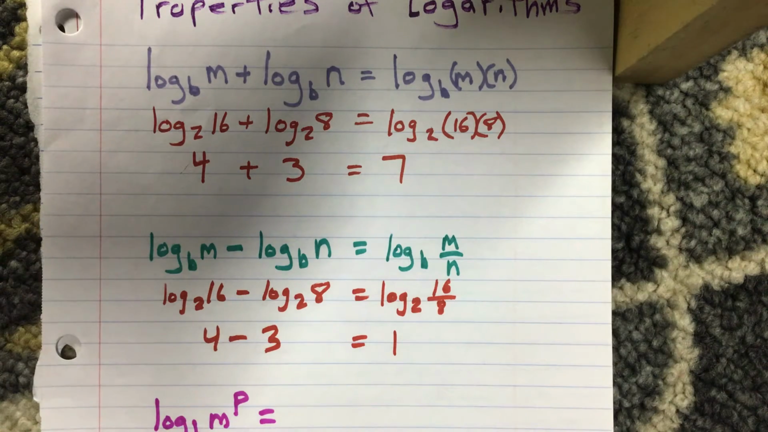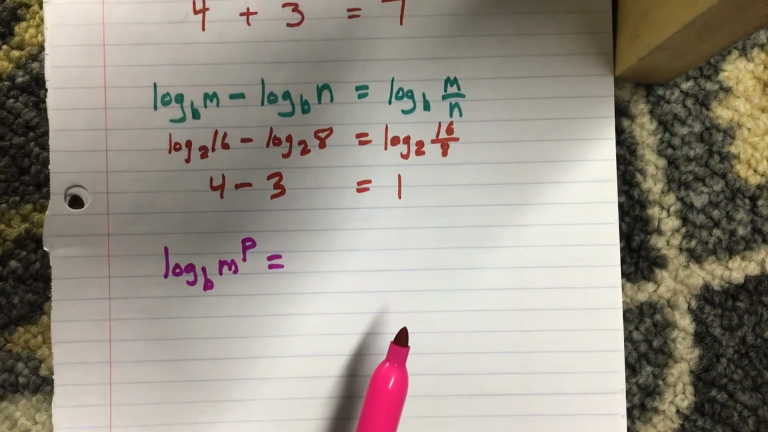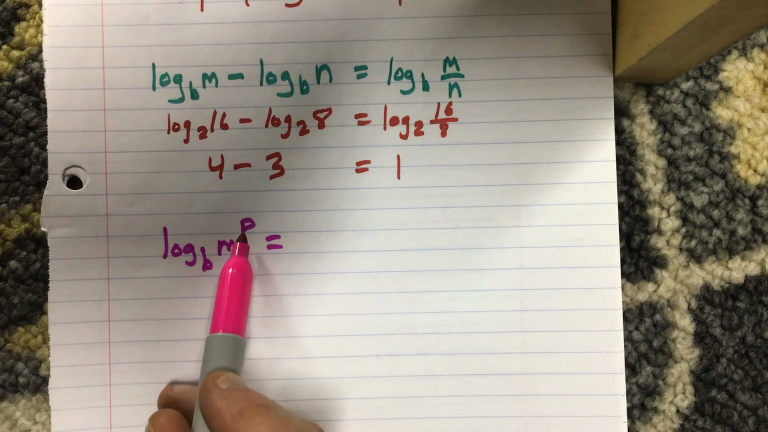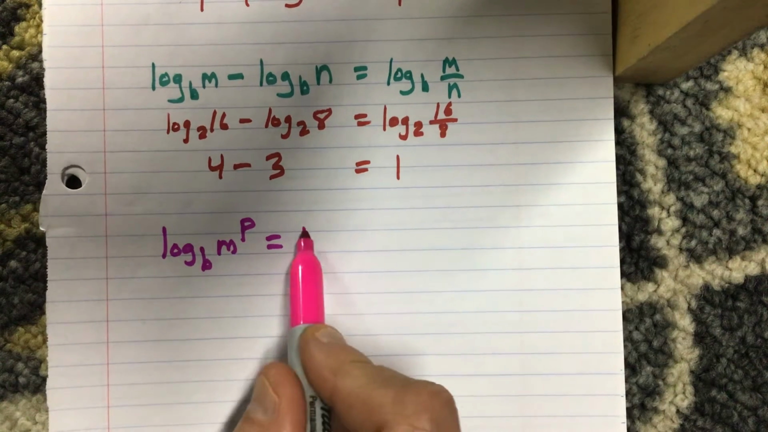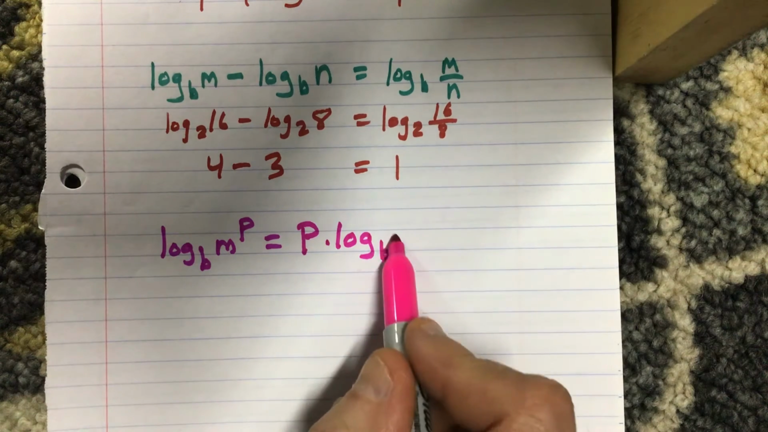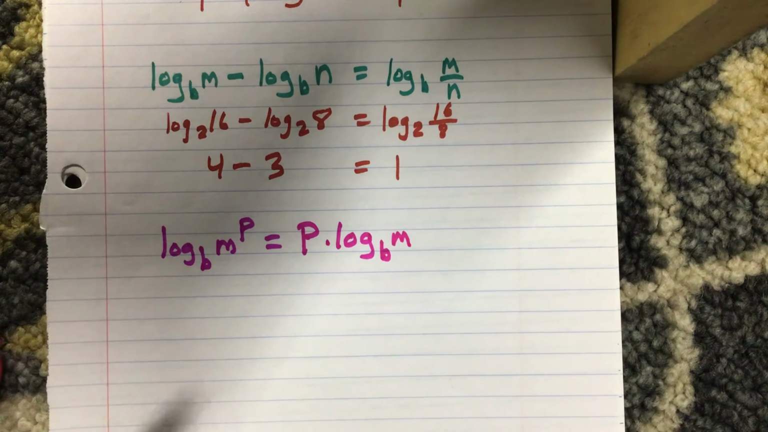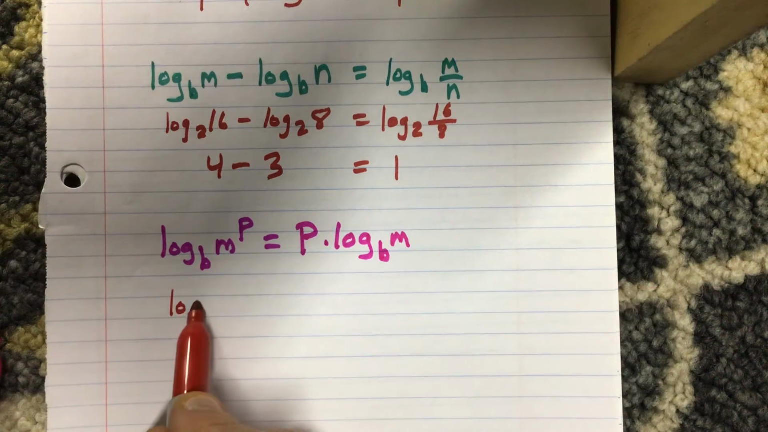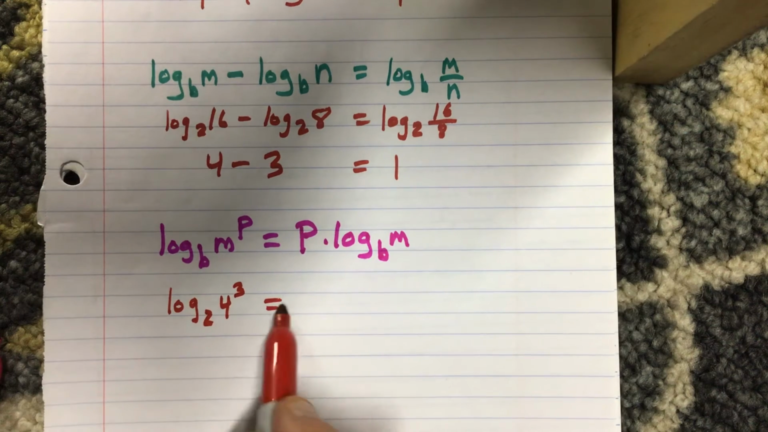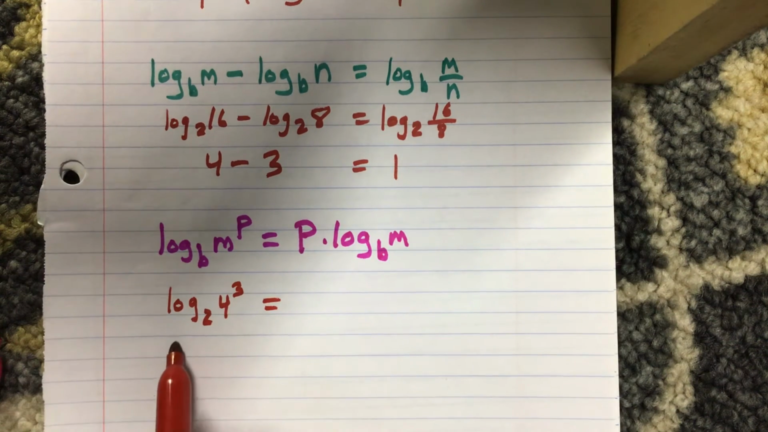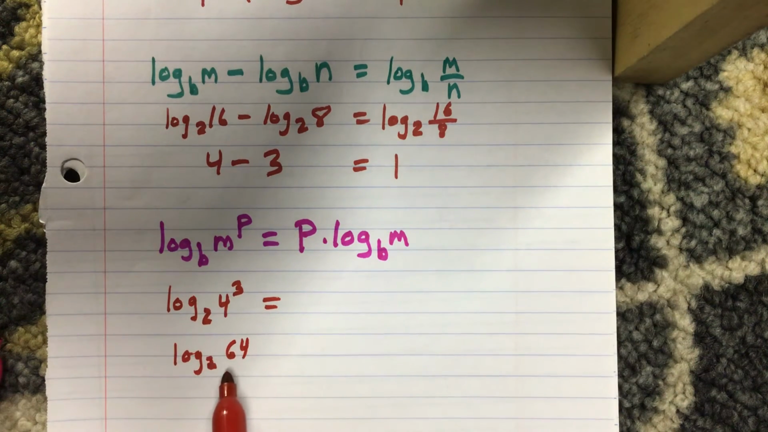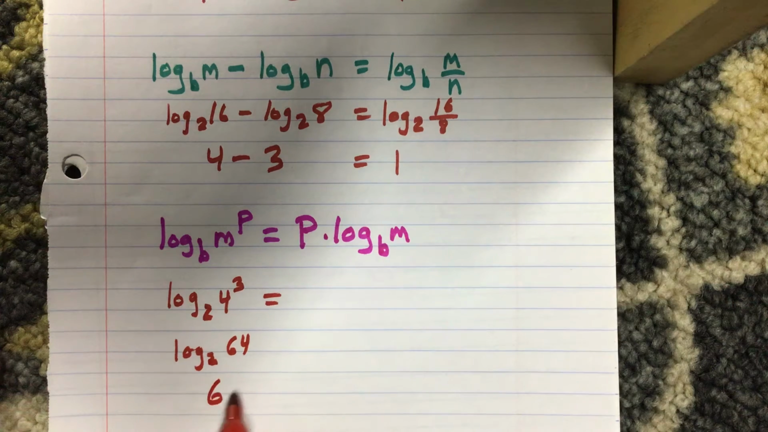And the third and last property of log equations is if you're taking a log base b of some number to a power, you get the same result as if you just took that power and multiplied it to the log base b of m. So again, I'll do an example. I'll use log base 2 of 4 to the third power. 4 to the third power is 64. So what I'm really saying is log base 2 of 64. So 2 to some power equals 64, and that's 6.